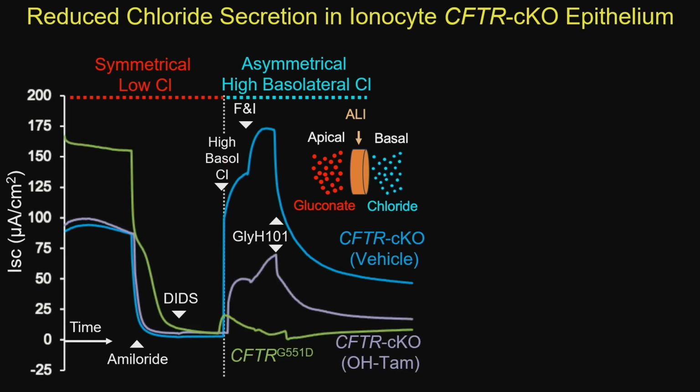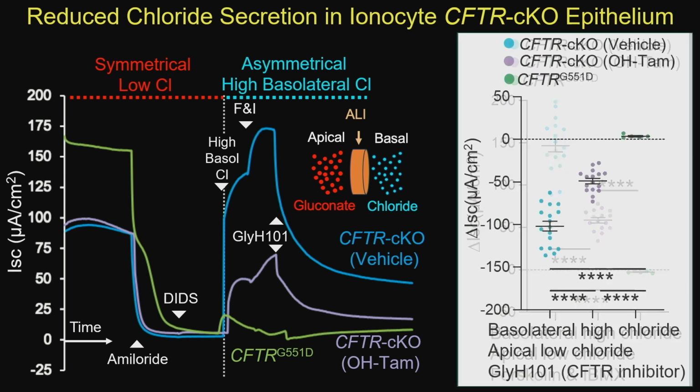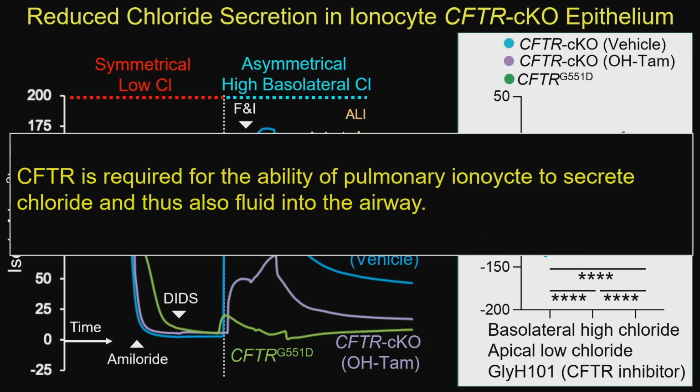And if you take out CFTR completely with the G551D mutant, it's basically flatline. And this is the conditional CFTR knockout in ionocytes, where previously we had assigned about 60 to 70% of the current in symmetrical buffer systems to ionocytes if you use FOXI1 knockout. Here it's about the same, and this residual current is likely CFTR expression in secretory cells. You can quantify this, and it's very significant, the GlyH101 response as well as the cyclic AMP. So CFTR is required for the ability of pulmonary ionocytes to secrete chloride and thus also secrete fluid.